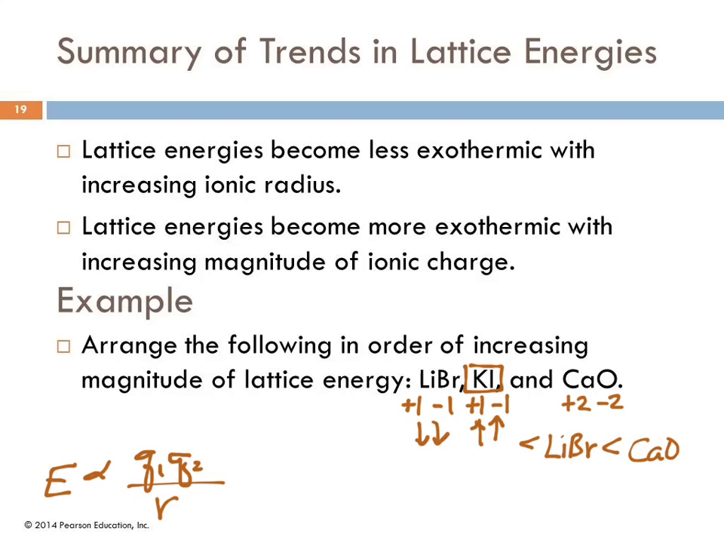Well, that's not what I meant to do. I need to get rid of that because I don't have room to write what I want to write. And KI is here, because when you have two big ions, this distance is large. When R is big, E is smaller. Okay? Any questions? No comments on my artwork.